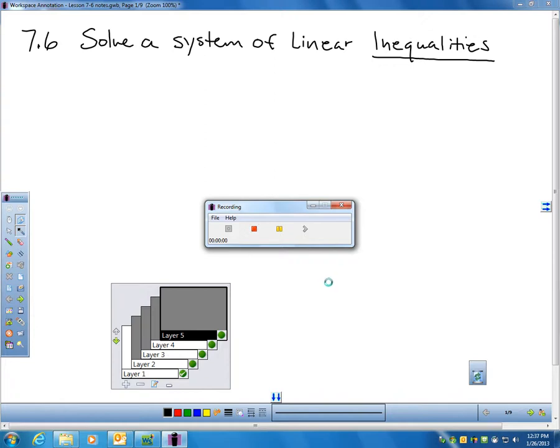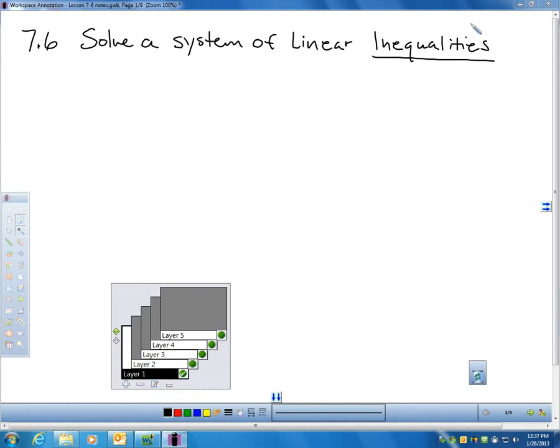Hi, and this is lesson 7-6, and it's entitled Solve a System of Linear Inequalities. This is on page 466, and I would encourage you to start on that page first of your book. You might want to pause the video, go to page 466. Okay? We're going to start with some vocabulary again, as we always do, some important terms or phrases that you need to know that are pertinent to what we're doing in this section.